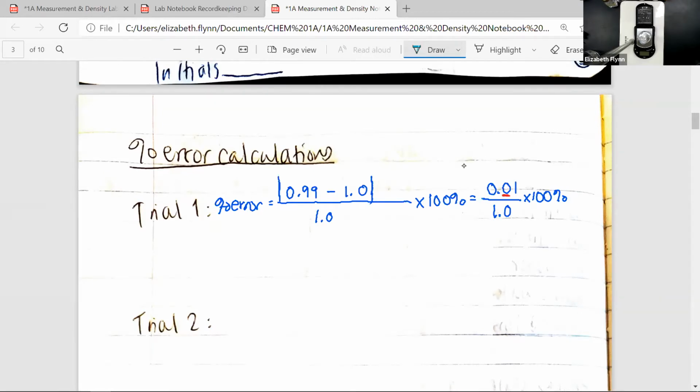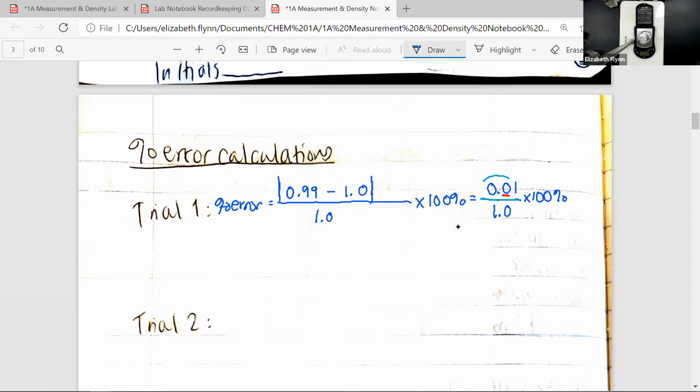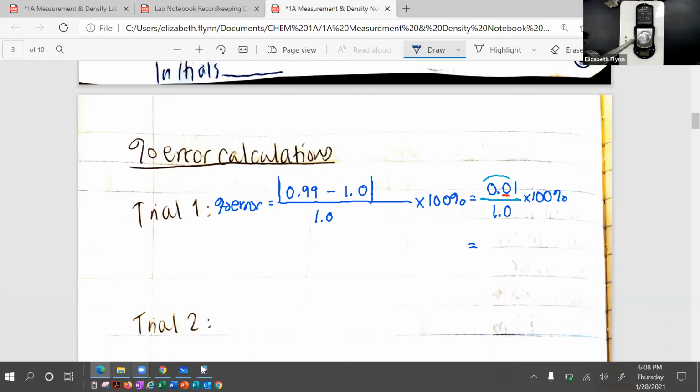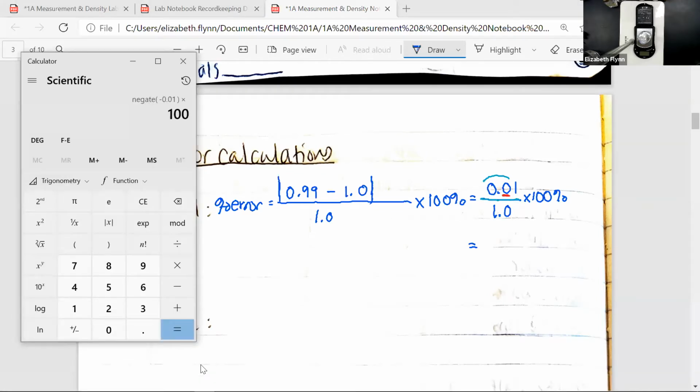So now in our division, we will assume that we take these two digits, which would be one significant figure right here, and our final answer, therefore, will also just have one significant figure. So times 100 gives us a 1% error.